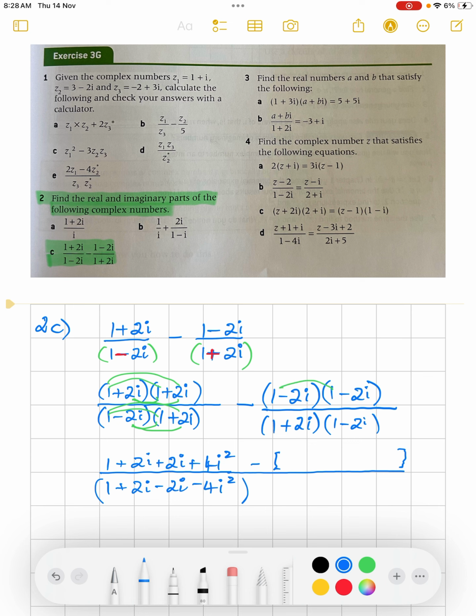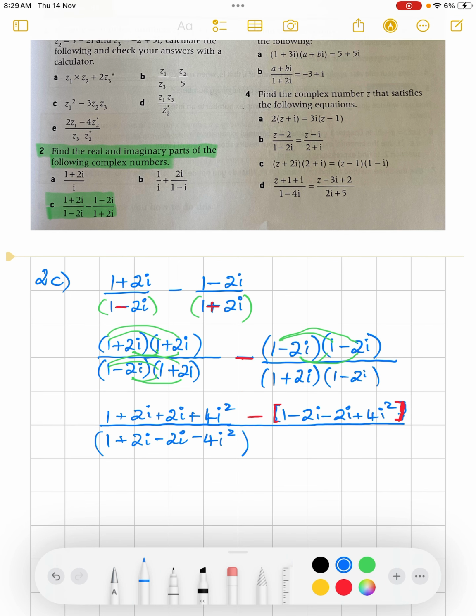1 times 1 is 1. Because I've got a minus here, we've got to be careful that we minus the whole thing. That's why I'm putting it in a square bracket. 1 times negative 2i is negative 2i. Negative 2i times 1 is negative 2i. And negative 2i times negative 2i is positive 4i squared.